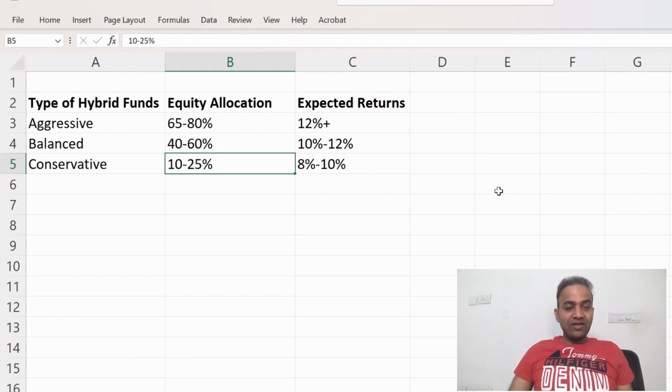So there are different funds available under each category. I'll just give one example each of balanced and conservative funds which you might consider, but again, that's not investment advice. I'm not a SEBI registered investment advisor. So do your own research or check with your investment advisor which is the right fund for you.